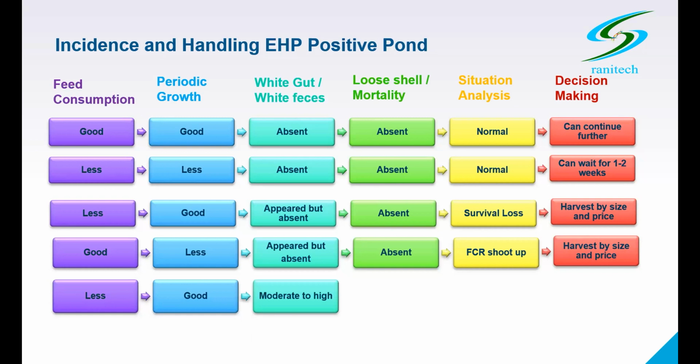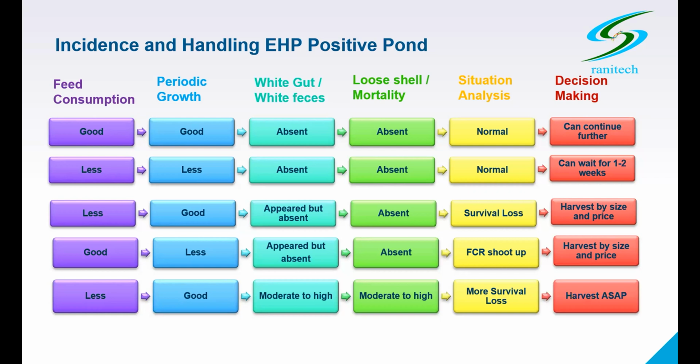I have a fifth case in which feed consumption is less, but period growth is good, and you have moderate to high white feces and moderate to high loose shell and mortality. In this case, you have lost a lot of survival in the pond. As I told in the earlier slide, you must be losing more than 20 to 30% of survival. That's why, even though it is not eating properly, it seems to be growing healthy. So we have to harvest it at the earliest, because if you wait another 2 weeks, you may lose another 10 to 20% of survival.